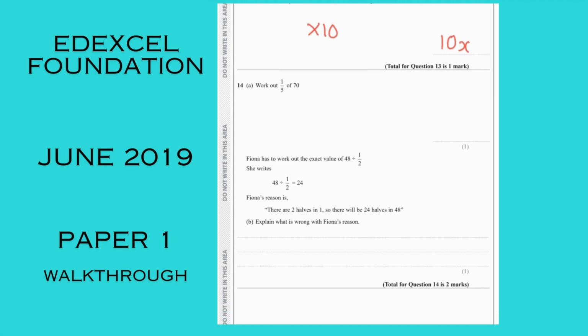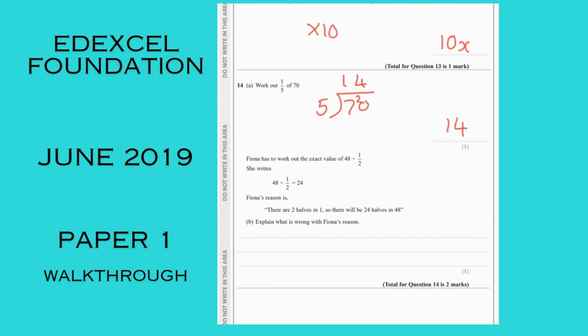On to question 14. Fractions of amounts, no need to times by the top, it's just to divide by the bottom. I'll stick with standard bus stop method to give me the answer of 14. And then Fiona has to work out the value of 48 divided by a half.